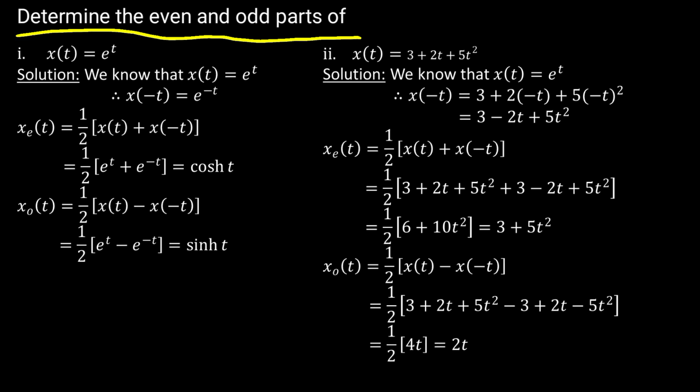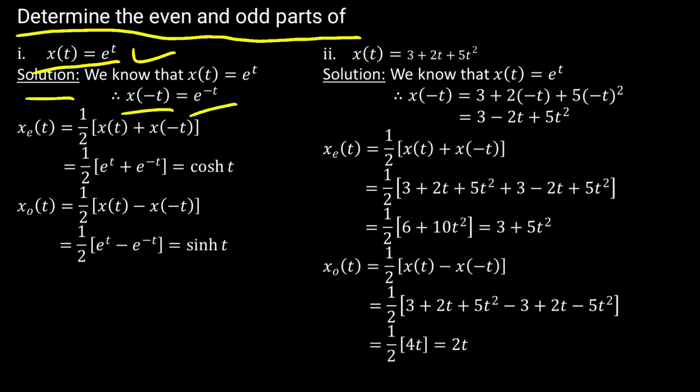That is, the first signal is x of t is equal to e power t. Here e power t is our signal. Now I want to find the even and odd parts of the e power t signal. Here, coming to the solution, we know that x of t is equal to e power t, that is given by the question, and here I simply substitute, wherever t is in this signal, minus t in place of t, then we get x of minus t is equal to e power minus t.